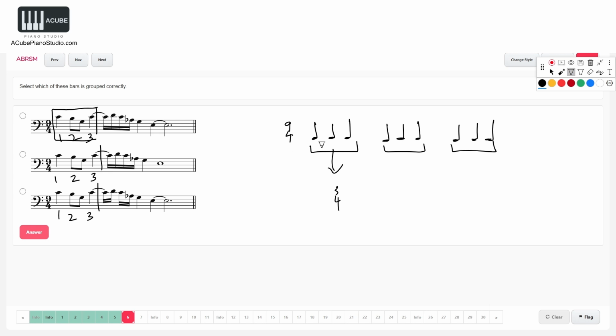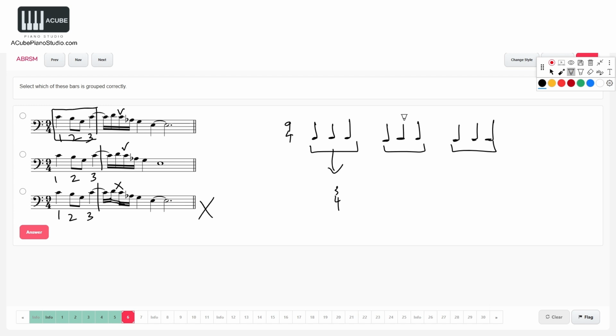Okay, so next, the fourth beat. The fourth beat, they should all be grouped together. So this is correct, this is correct, this is wrong, because we are counting in crochet beats. So each crochet beat should be grouped together. So this is wrong. So this one is out already.